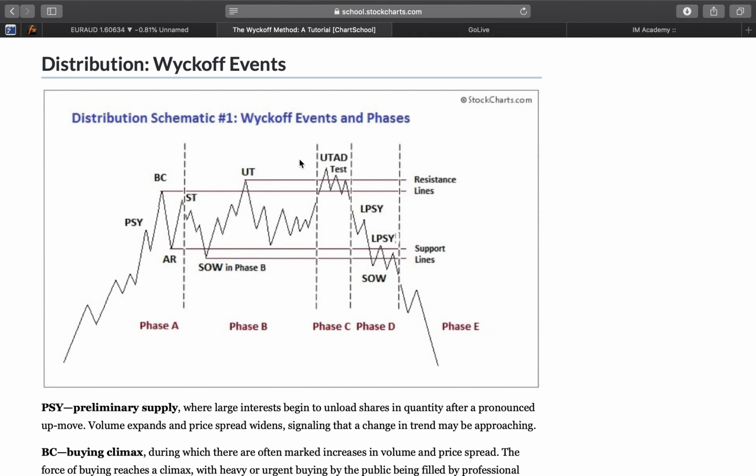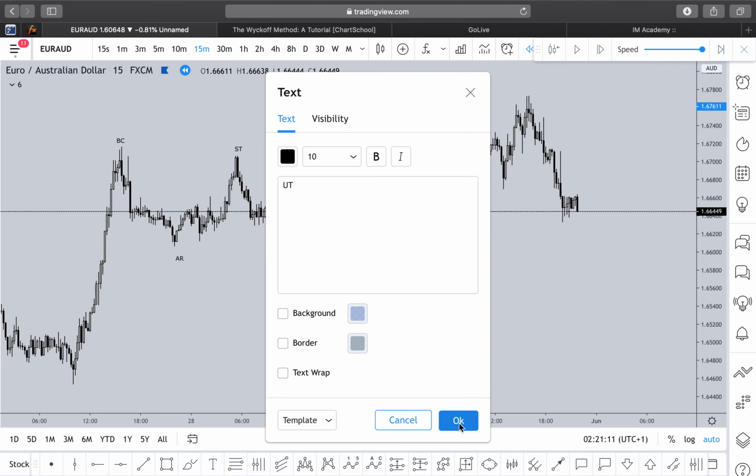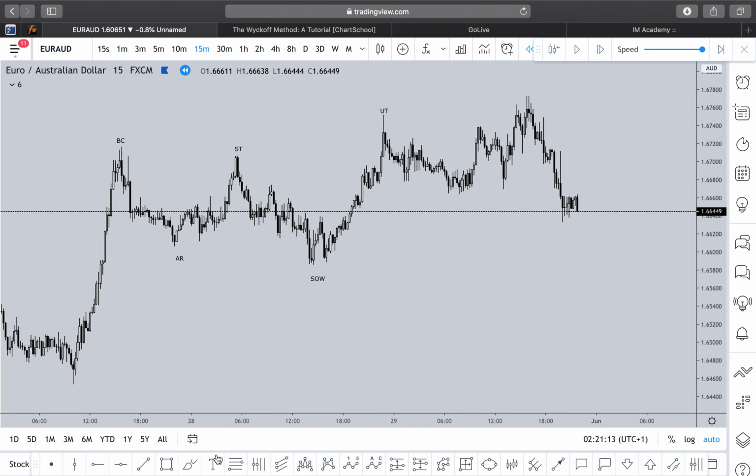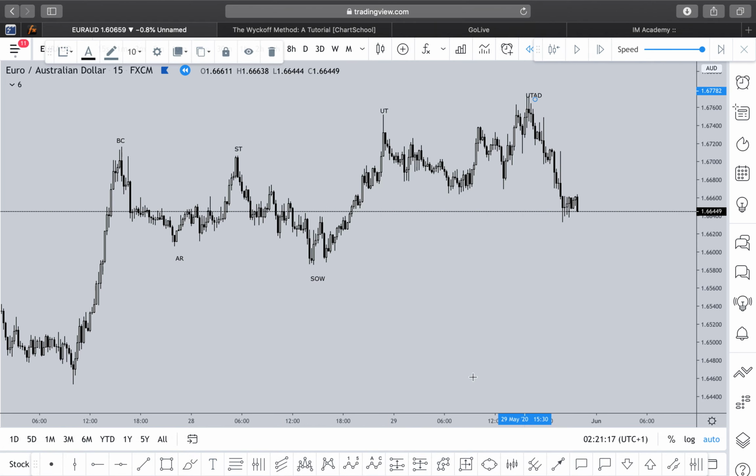Then we create two highs after that. In essence, that's the way I want you to look at this now. I'm not going to go into too much detail about every single point, but the point is that's our UT and that's our UTAD up here. So upthrust and upthrust after distribution. So that's your perfect distribution schematic being formed over there.